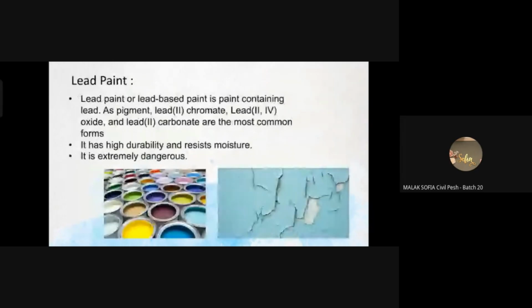Next, we have the lead paint, which is a paint in which lead metal is added. Some common forms of lead used in paints are lead chromate, lead oxide, and lead carbonate. It is highly durable and it resists moisture. It is a very good paint, but there is one defect in it: it contains lead, which is a highly toxic metal. When this lead gets into your body, it can cause damage to the brain, kidney, nerves, and blood, etc. It is extremely dangerous. Due to this reason, it is banned in most countries.